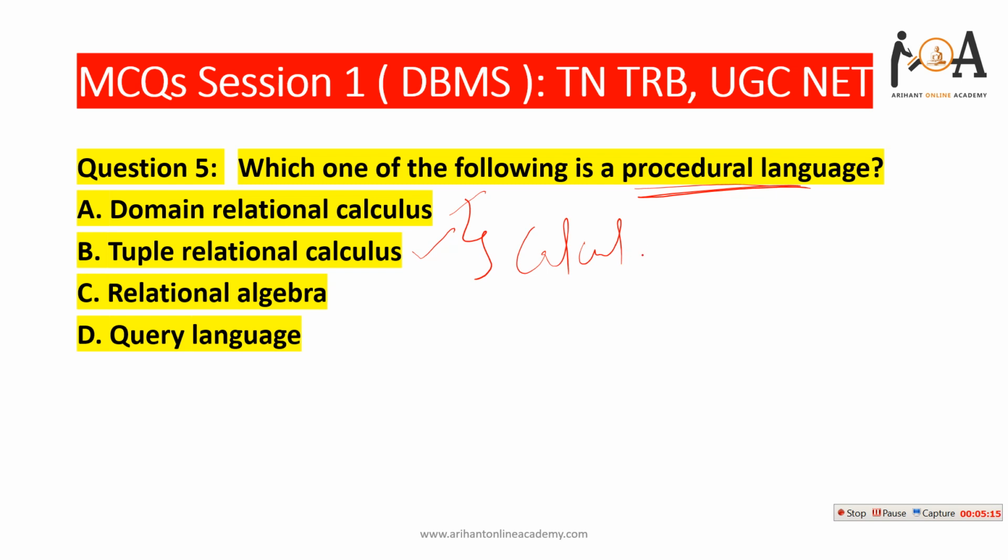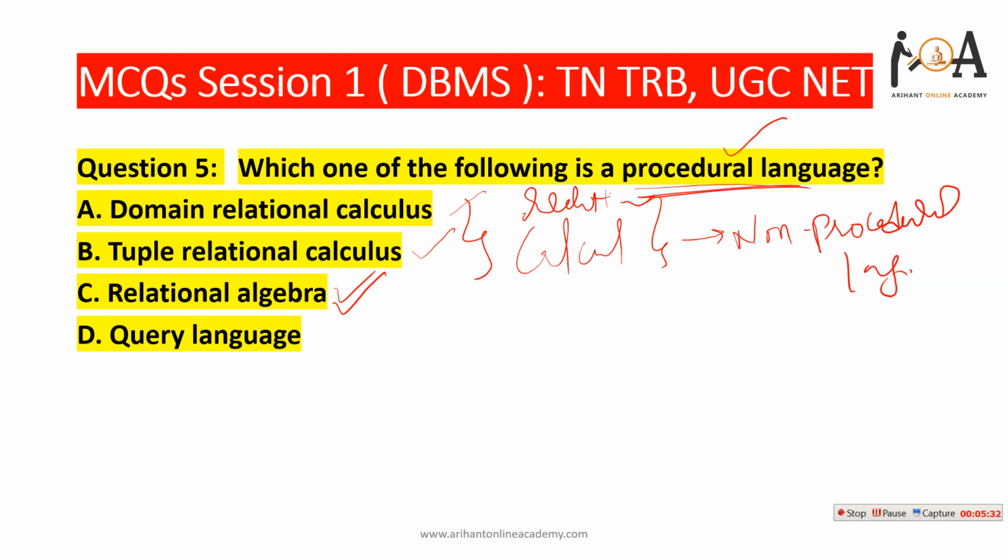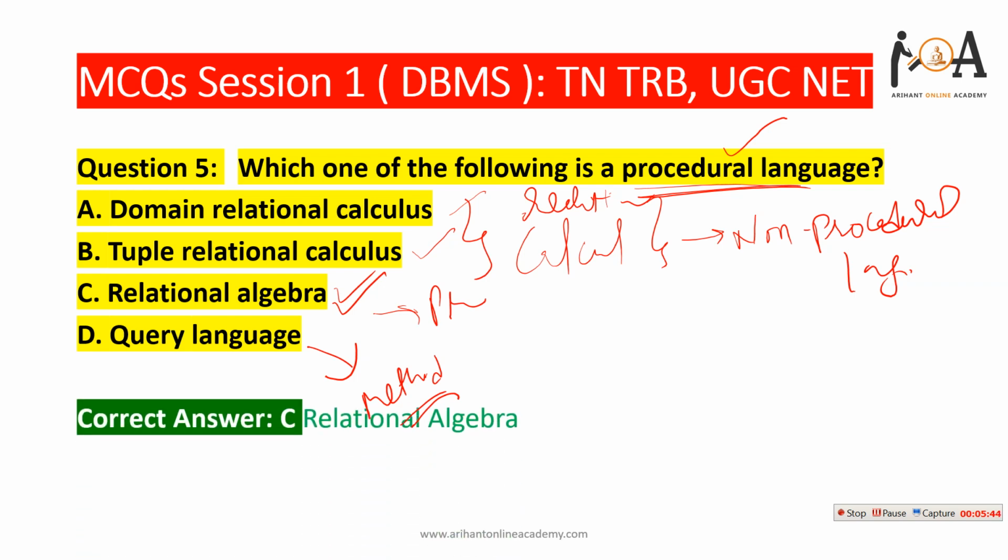They are basically relational calculus, which is also called a non-procedural language, whereas relational algebra is a procedural language. A query language is a method used to identify or fetch the details from the database, right? So option C is the right answer. We have asked which one of the following is a procedural language, so relational algebra is the procedural language.